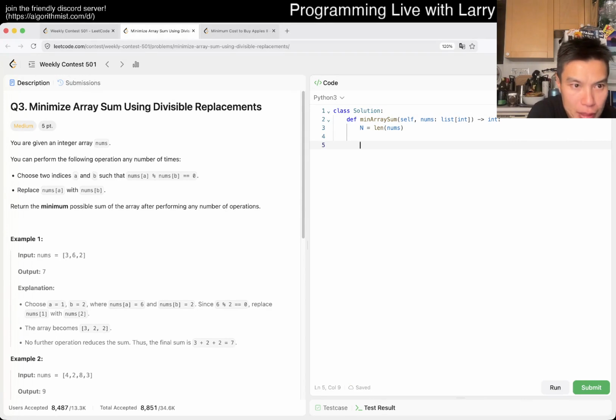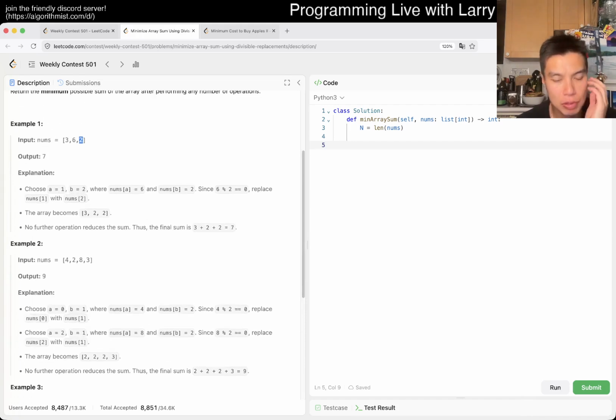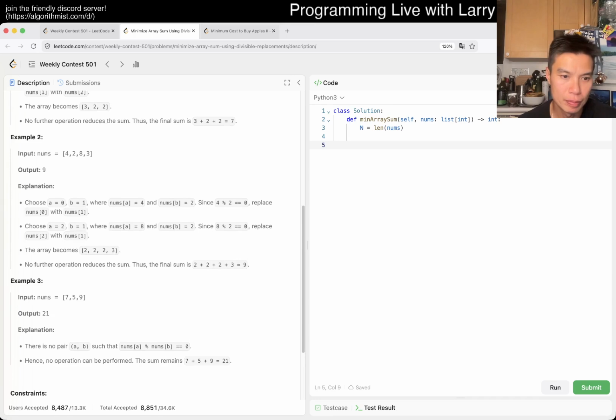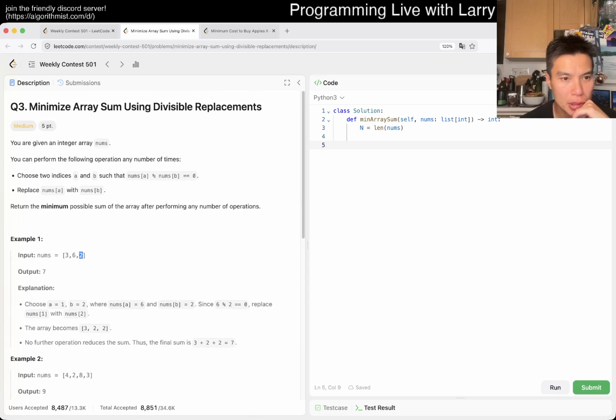Oh well. Integer array nums, any number of times, a and b, where b is mod a, replace a with b. Minimum possible sum. Okay, so this means that we replace the 6 with 2, right? So you always replace it with the smallest number. Now, because it's transitive, what would we do? Just sort, right? Okay, yeah, sorting makes sense actually, because order doesn't matter.